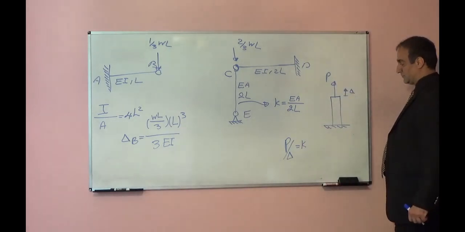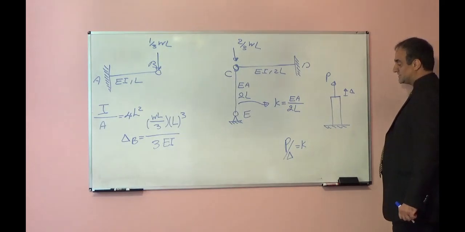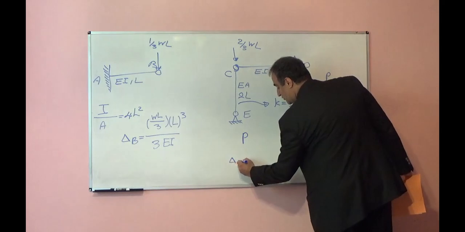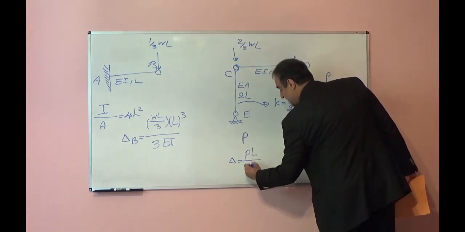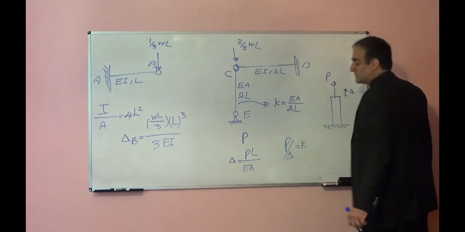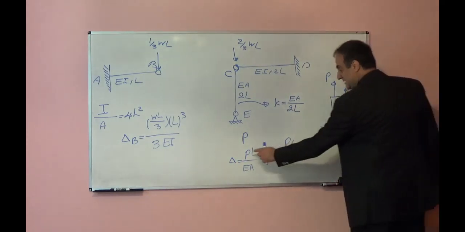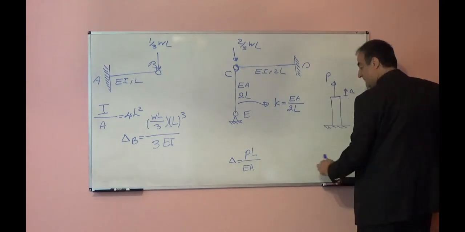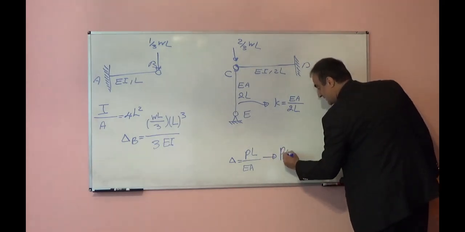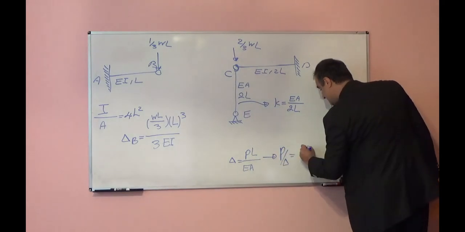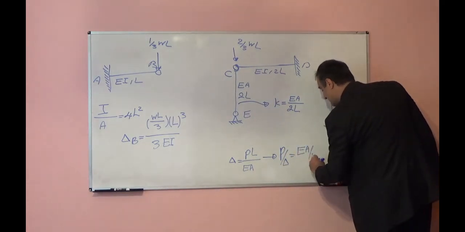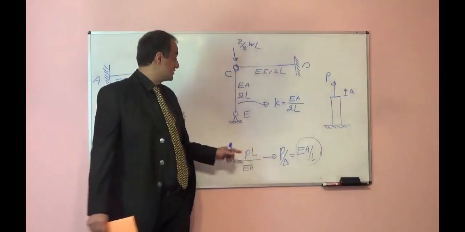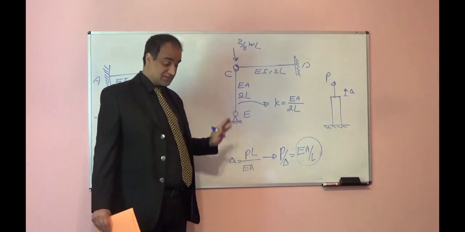For an axial member, if we apply the force P, what is the deformation? From Hooke's law, we know it is PL over EA. So what is P divided by delta? What is the force divided by deformation? From here it will be EA over L. So this will be the stiffness for an axial member. So the stiffness for this member will be EA over 2L.